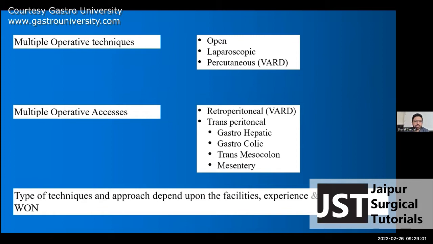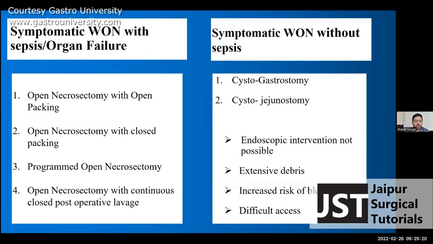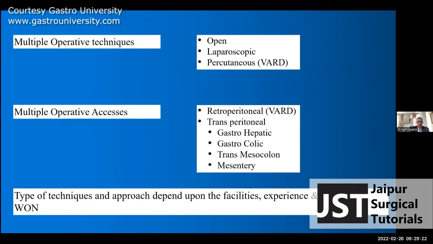The various operative techniques available are open, laparoscopic, or percutaneous. And again, depending on the route, it can be retroperitoneal or transperitoneal. And transperitoneal mostly is through the mesocolon or the gastrocolic ligament entering the lesser sac. Transgastric also.